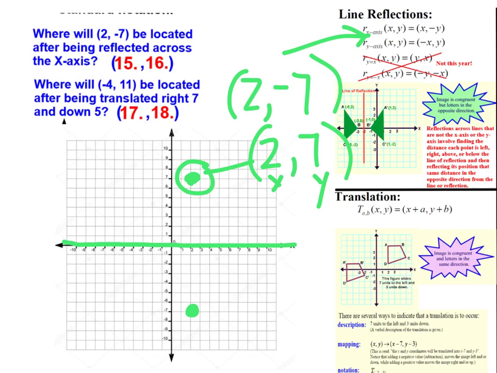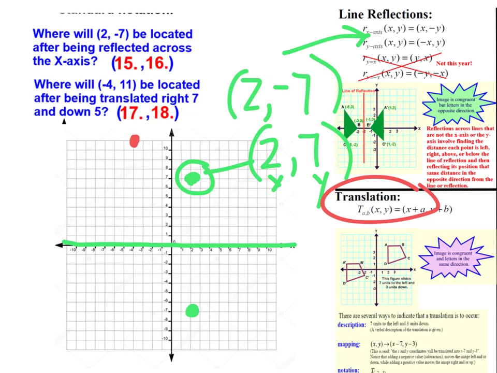So the next one says, where will -4, +11, so let me plot that real quickly, with a different color maybe. So -4, +11 would be way up here. And it says, where will it be after being translated right 7 and down 5? Well, here's your translation rules down here. Translations are saying we're going to leave it oriented the exact same way, but just slide it in the movement that they talked about.